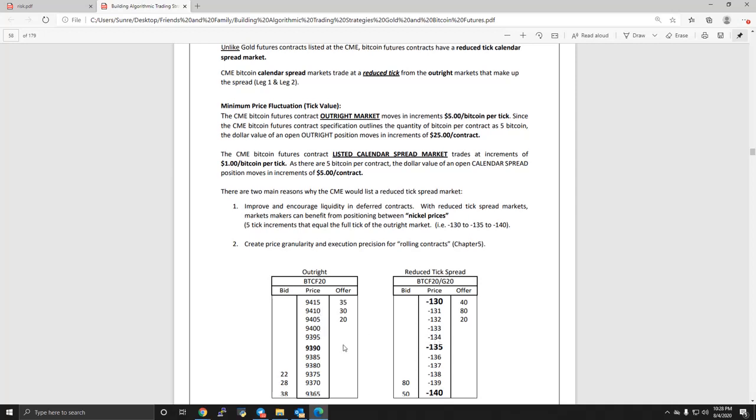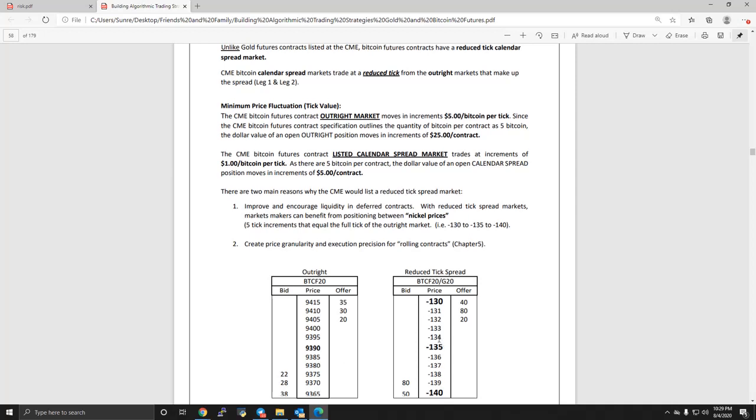Now, there are 5 Bitcoin per futures contract, thus each $5 tick in a Bitcoin outright market is plus or minus $25 per contract relative to the direction of the market compared to your position, long or short. In the calendar spread market, the minimum tick is $5 as the tick size in the spread moves in increments of 1. Now to say it one more time, the outright market moves in tick increments of 5, and there's 5 Bitcoin per contract, so it's $25 per tick.